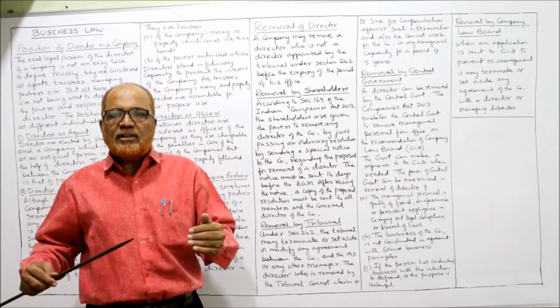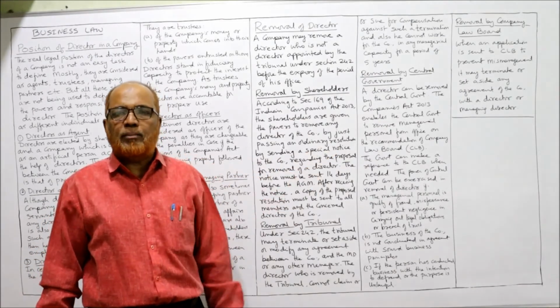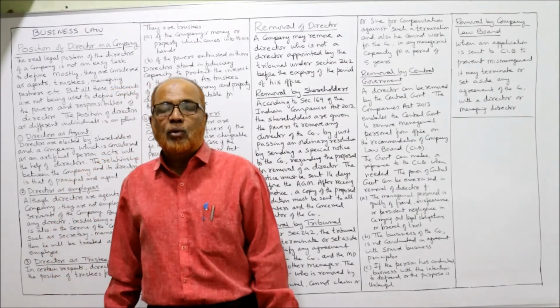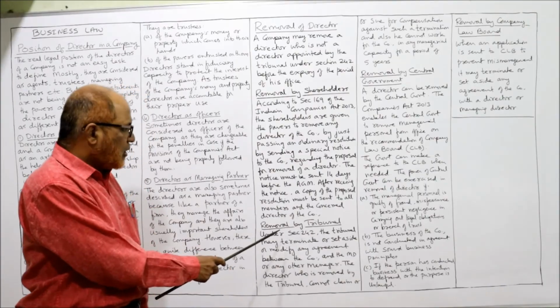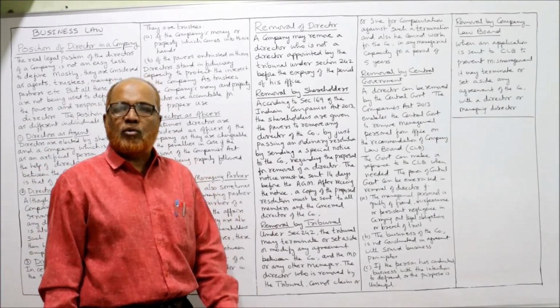After receiving the notice, the company will send this notice to all the members and also send it to the director who is to be removed. That is the procedure. Now, removal by tribunal. The tribunal can also remove a director.